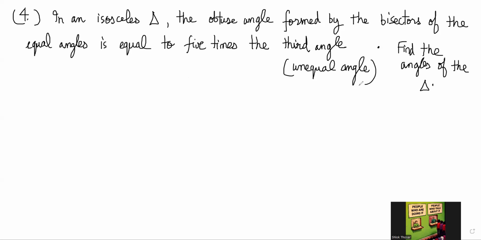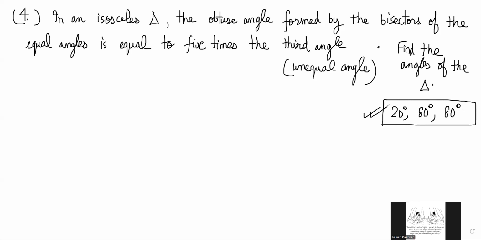Sir, is it 20 degrees and 40 degrees? 20 degrees and... 1 second. How can it be 40 degrees? What do you mean? 20 and 40, how is this an isosceles triangle? 1 second, sir. Oh, sir, 20 degrees and 80 degrees, and 80. Okay, that is the answer.